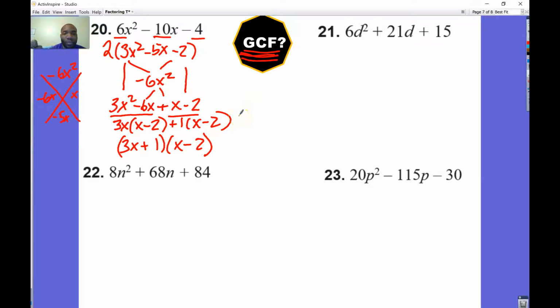But what happened to this 2? That 2 is still here. And so from now on, because people forget that 2 all the time, we're going to transfer that 2 to the bottom so we do not forget that GCF that we factored out. Okay, so we end up with 2 times 3x plus 1 times x minus 2. What are these? Factors. Why are they factors? Because 2 times 3x plus 1 times x minus 2 will give you this term right here.